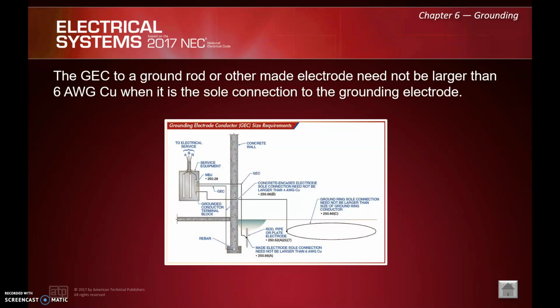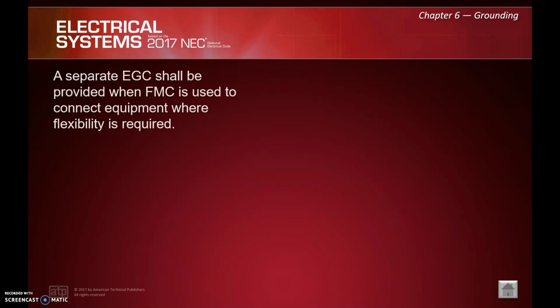The grounding electrode conductor to a ground rod or other electrode need not be larger than a 6 gauge. So to a ground rod, you don't have to run larger than a 6 gauge copper. That's a big one too. You don't know how many times somebody has tried to insist on larger. The code says 6 is all you have to do. Six is all that ground rod could handle. It could handle the same as a number 6. So keep that one up your sleeve too.